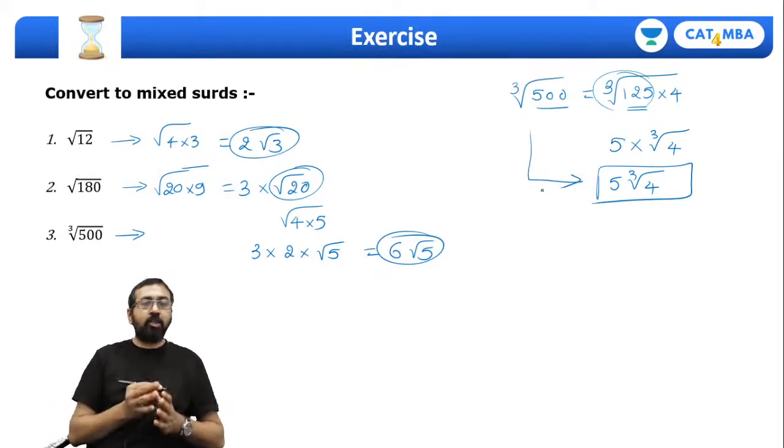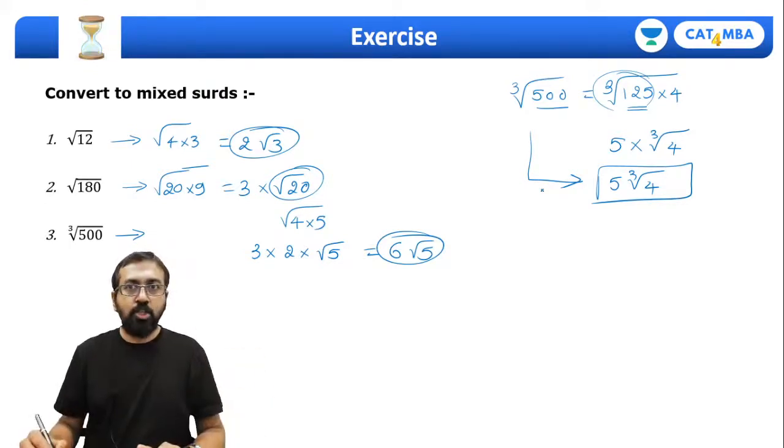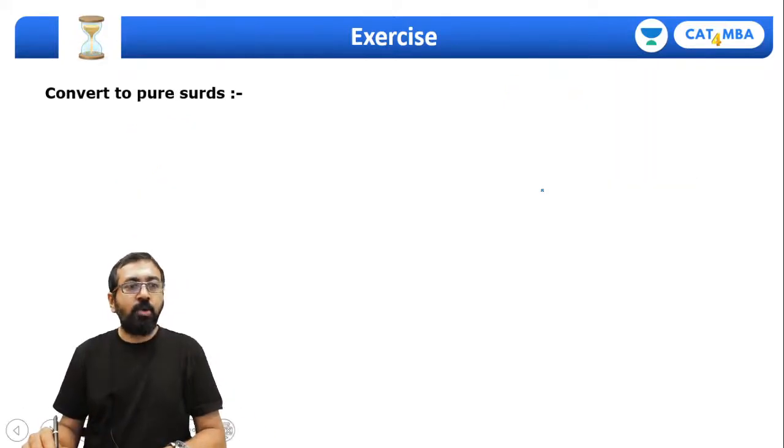So once again, cube root of 500 is a pure surd and 5 cube root of 4 is a mixed surd form. So I'm sure all of you have understood this, right? Okay, let's go to the next one quickly.